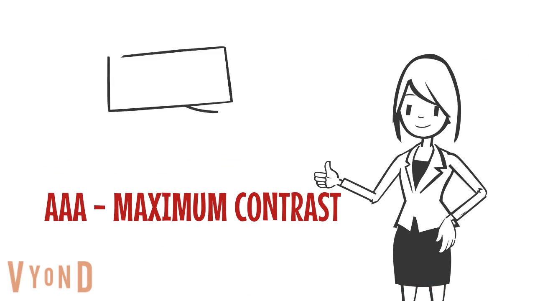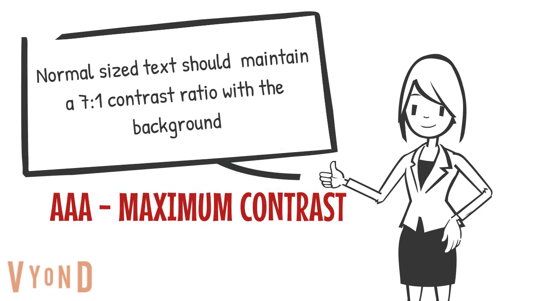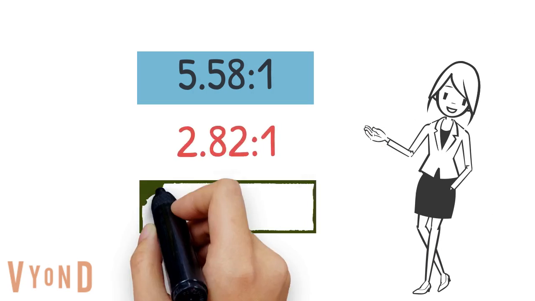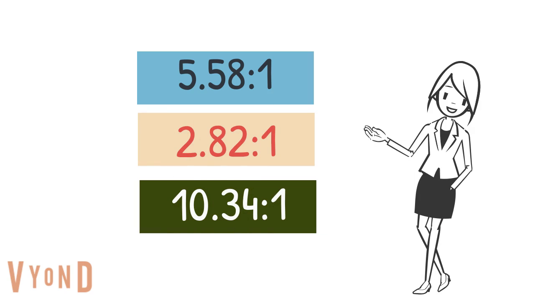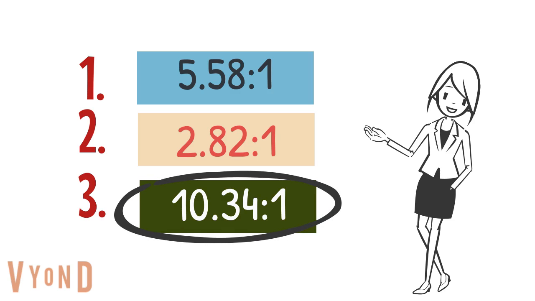The AAA standard for maximum contrast, an even higher rating in the WCAG 2.1, requires that normal sized text and its background should have a contrast ratio of at least 7 to 1. Notice the contrast ratios of these three examples. If we were aiming for minimum contrast requirements, option 1 would suffice. However, to achieve maximum contrast, example 3 more accurately represents an acceptable ratio.